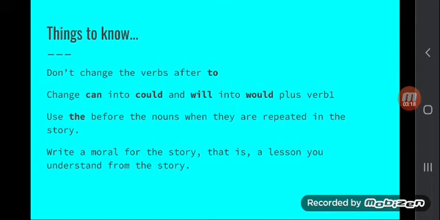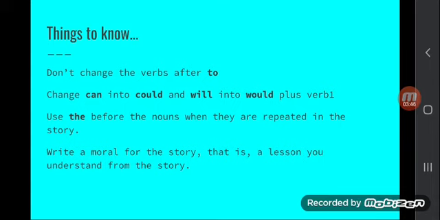Similarly, dear students, keep that in mind that don't change the verbs after to. You can change verb one into verb two, but don't change the verb after to. There must be verb one after to. So leave the verb after to the same. Don't change it into verb two form.